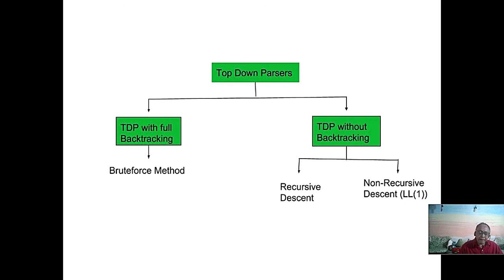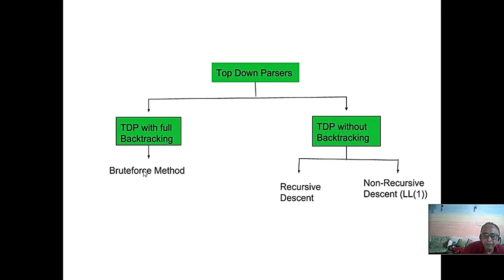In that case, there may be 10 rules, which may not be manageable. If it is a full-fledged programming language, there may be 200 or 300 tokens. It may be 100 lines. Then this brute force method is a total failure. So a little better than the brute force method is recursive descent.